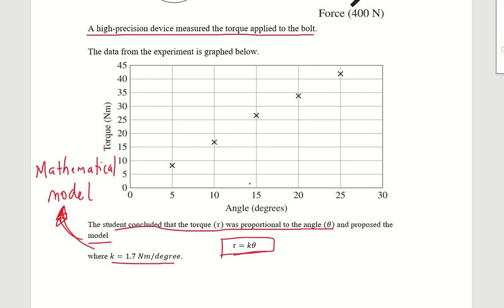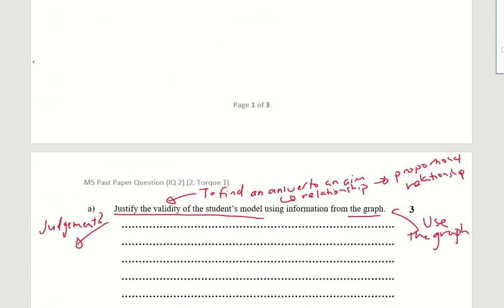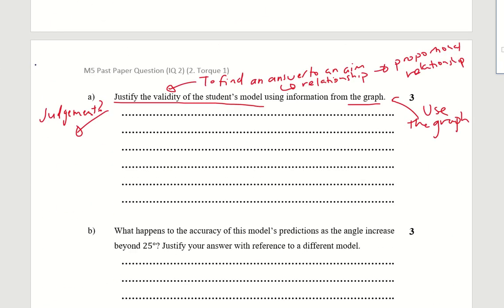By the looks of this graph, that is true. If you look at it, torque is increasing, angle is increasing. So they are directly proportional to each other in that part there. So the first bit we can do is our little judgment. So I'm just going to write it down: judgment, student model is valid. Okay, so currently their mathematical model makes sense. It's answering a particular aim. It's showing an actual direct relationship.